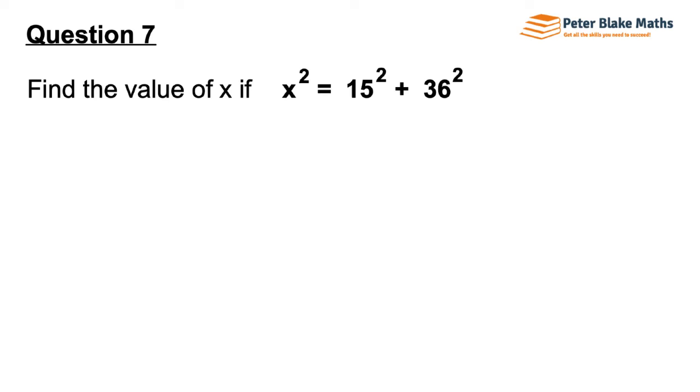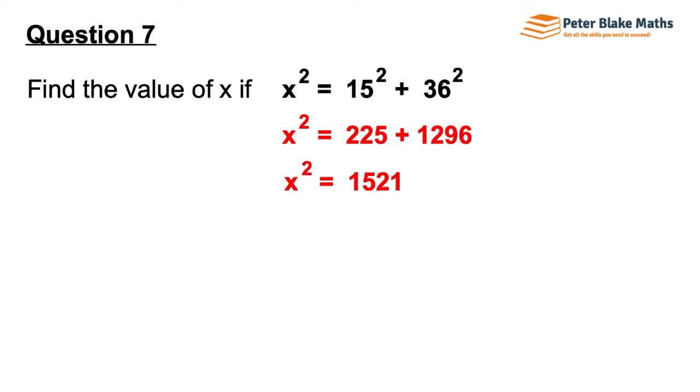Looks like something that's come from a Pythagoras question. Well, let's see what we've got. Let's simplify here. 15 squared is 225. 36 times 36 apparently is 1296. Those two can be added together to give us x squared equals 1521.